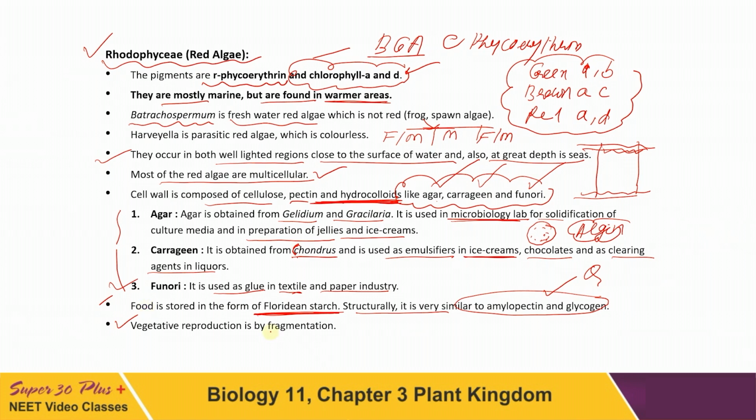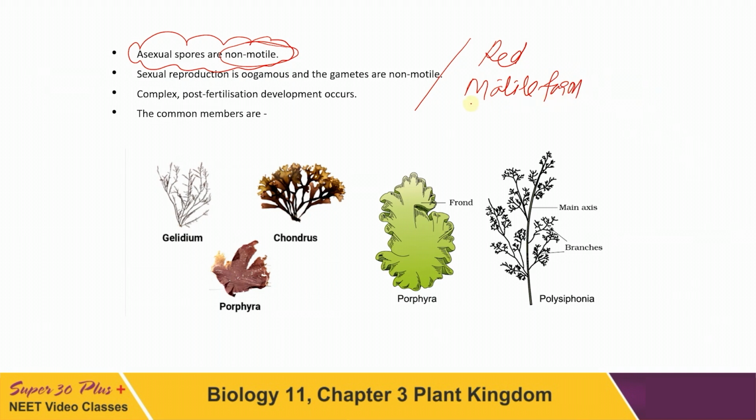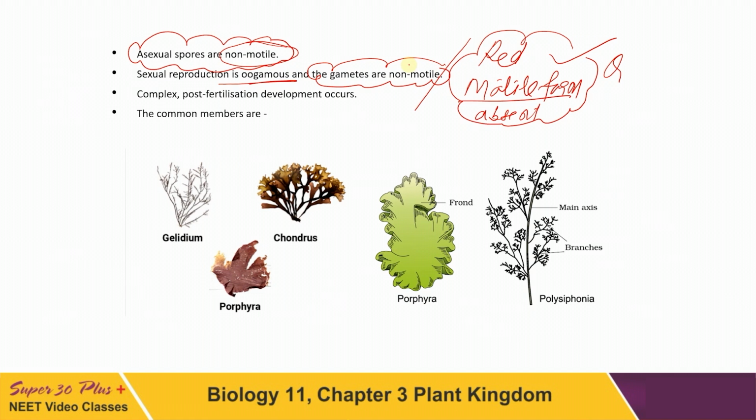Vegetative reproduction, as usual, is by fragmentation. And remember that here asexual spores are produced, but these are not zoospores; these are non-motile. In red algae, motile forms are completely absent. Neither zoospores nor gametes are motile. Important point and important question. Sexual reproduction is oogamous, the same thing, and the gametes are also non-motile.